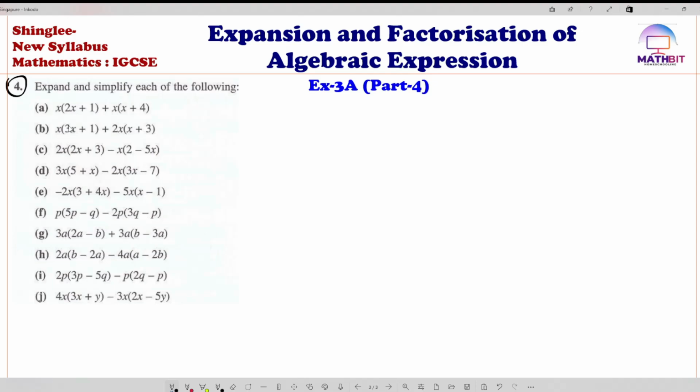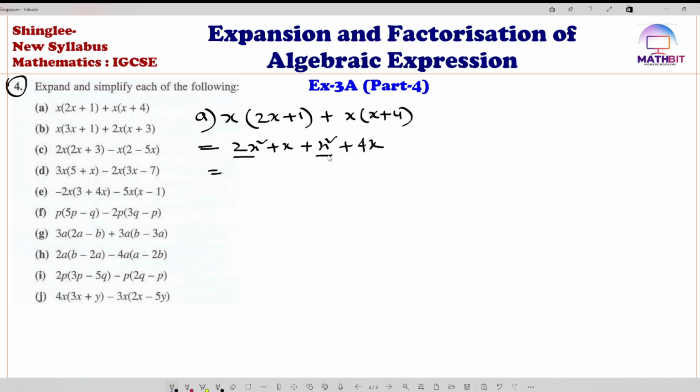Number 4. Today we are starting number 4. Number A: x times (2x + 1) plus x times (x + 4). So this we can write as 2x² + x + x² + 4x. It means 2x² and x² make 3x², and x plus 4x makes 5x, right?